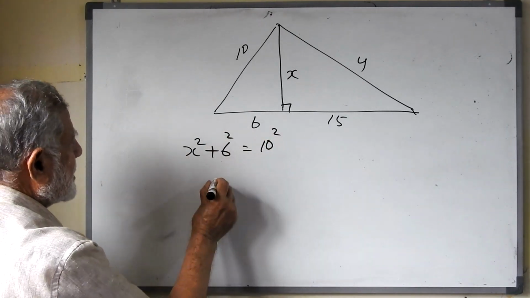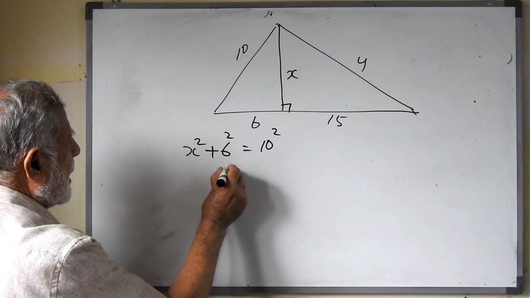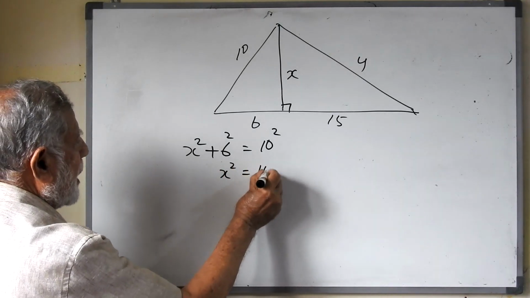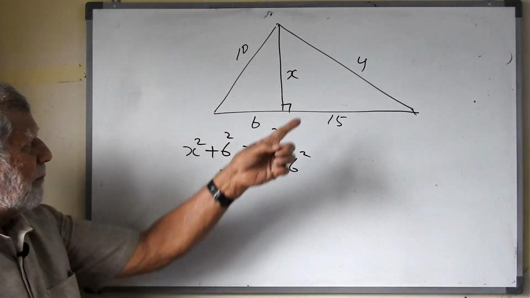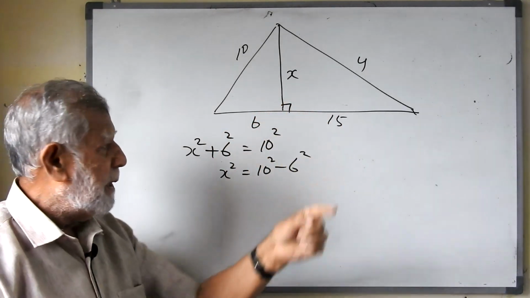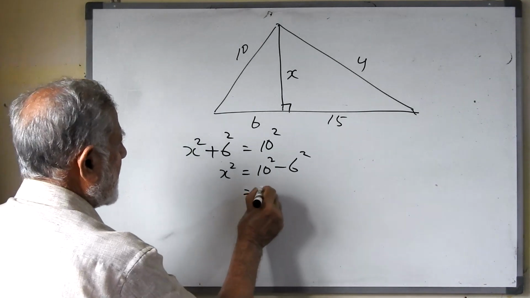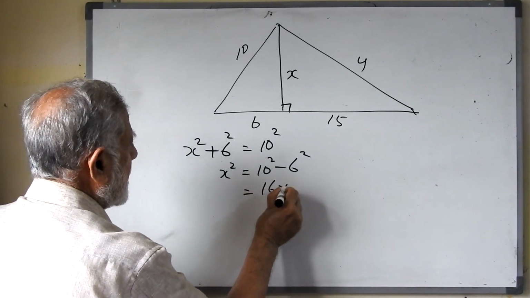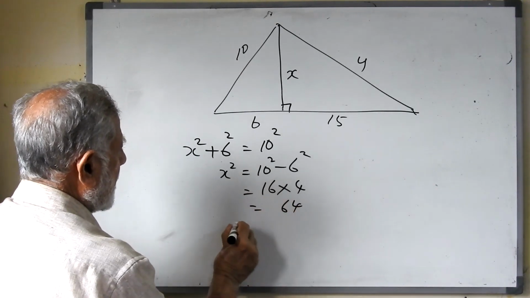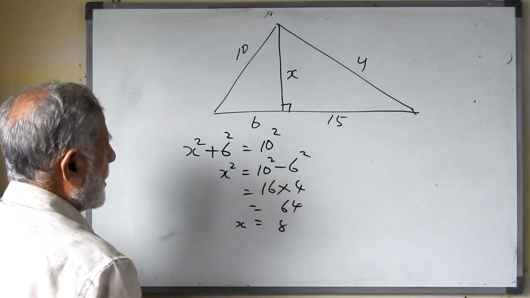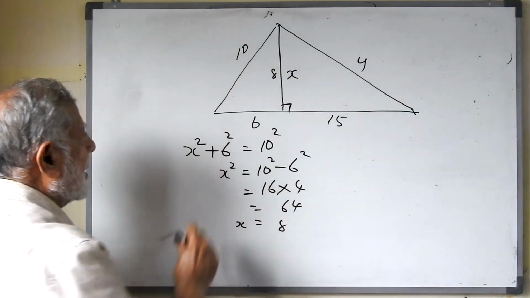So x squared equal to 10 squared minus 6 squared. So use the formula a plus b into a minus b. So that is equal to 10 plus 6, 16, into 4. That is equal to 64. So x is equal to 8. So we have got x is equal to 8.